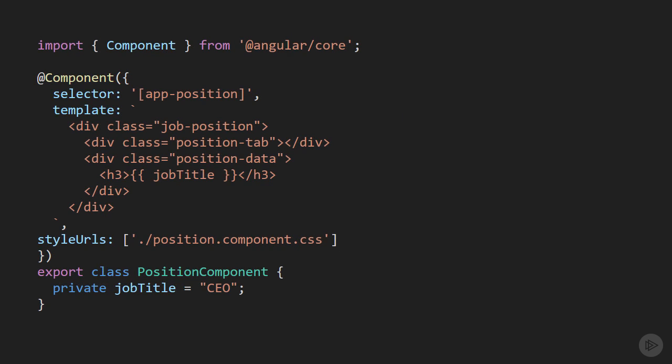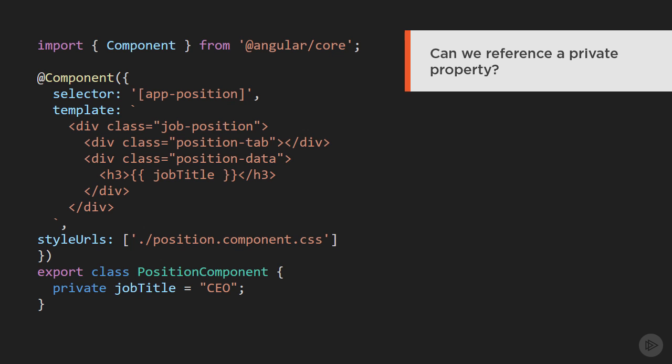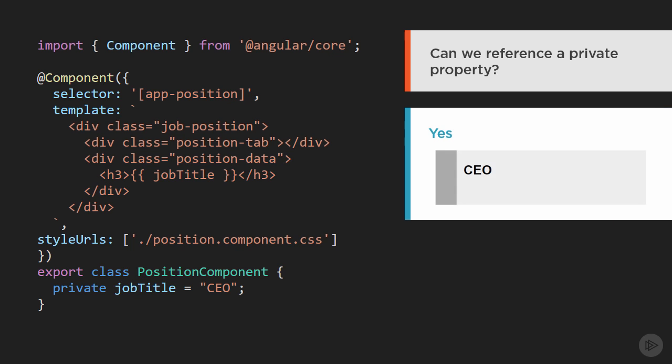Now in this example, we're using an access modifier. We're making sure that job title is private. Can we reference a private property? Yes, we get the same result. So the template, whether it's inlined or in a separate file, is still very tightly coupled to the component in TypeScript. We can access private variables.